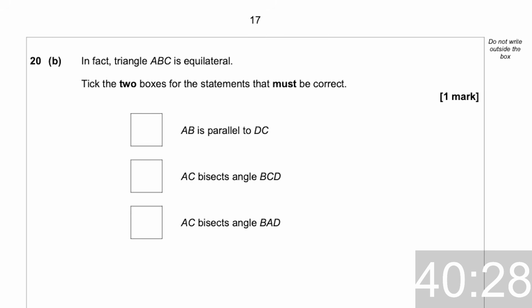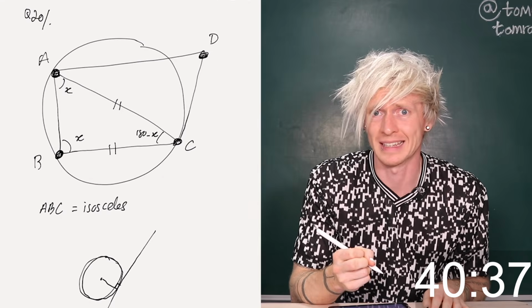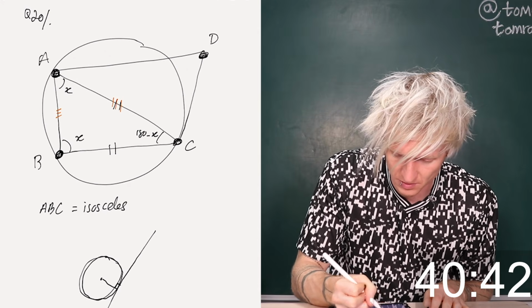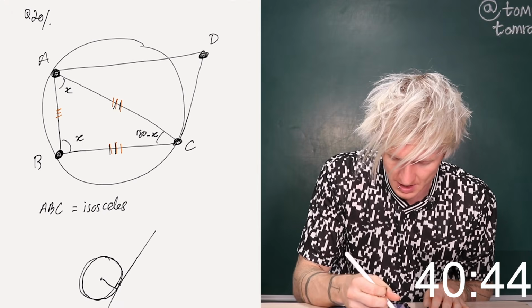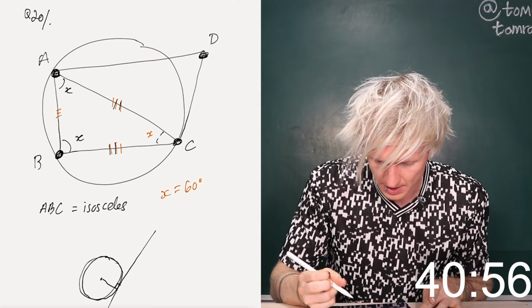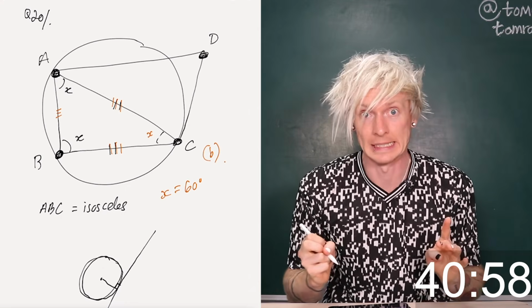All right, let's do part B. Oh, we're changing it. So it's, in fact, triangle ABC is now going to be equilateral. Right, so don't like this question. So now they're all the same, so let's do them all in orange. They're all the same. That's x, x. So this one will also be x. So I know if it's equilateral, the angles are 60 degrees. Right, so I now know that x is 60 degrees. And this is for part B in orange.